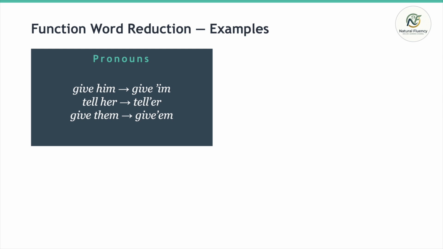Now look at the screen. Give him. If you say it slowly, you may hear "give him" clearly. But in natural speech, the "h" often weakens or disappears, and the phrase connects much faster. Let's do it together. Give him. Give him. Good.